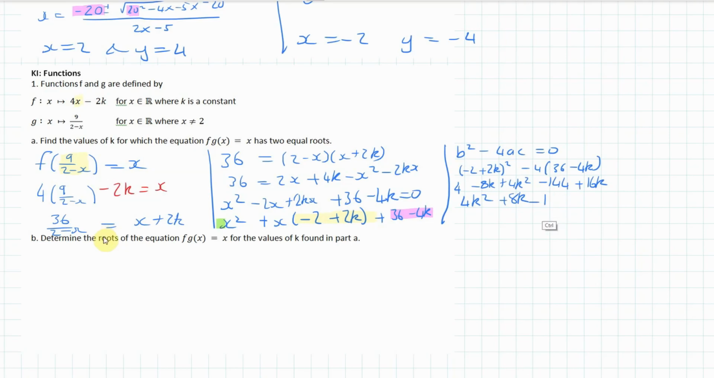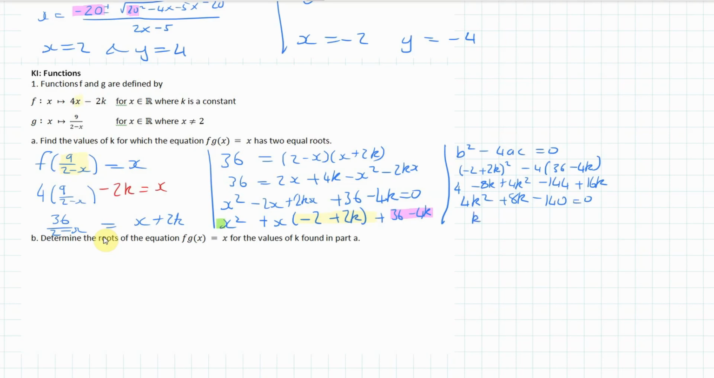Oh, let's just make that a bit neater. Minus 140 is equal to 0. Now I think, what can we do there? Guess we can divide by 4. Yep, we can.